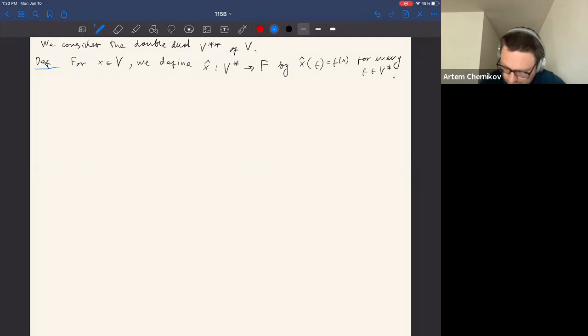Note again that this definition makes sense, first of all, because when f is an element of the dual space, remember it means it's a linear functional on V. So it's a function from V to the field of scalars. So in particular, it makes sense to talk about f of x. It's going to be a scalar. And so x hat defined this way is indeed a map from V star to the field of scalars F. So this is well defined.